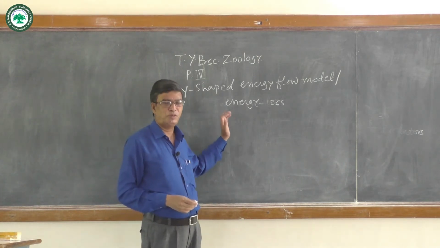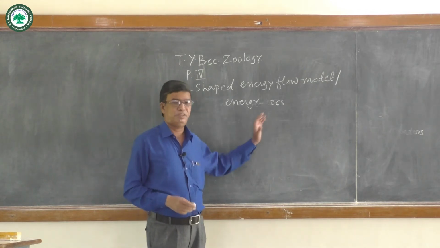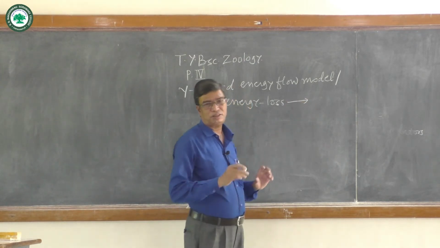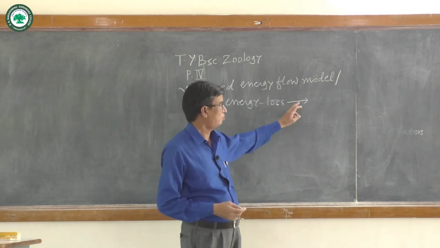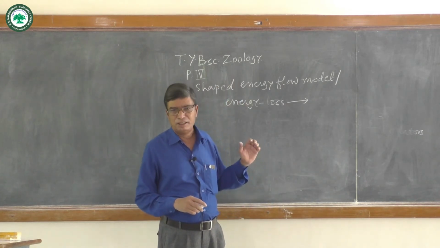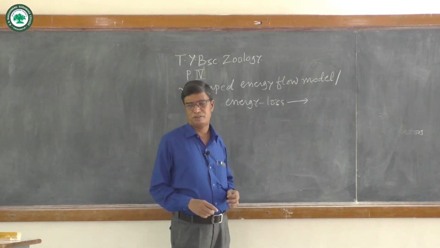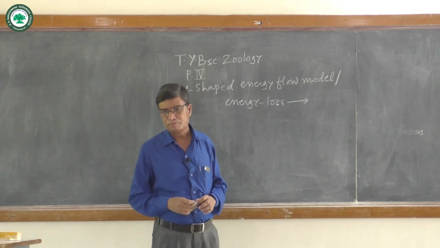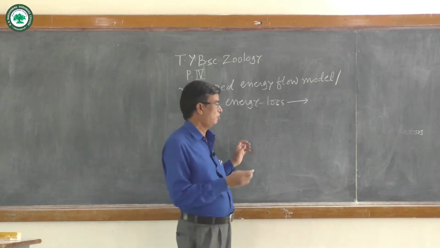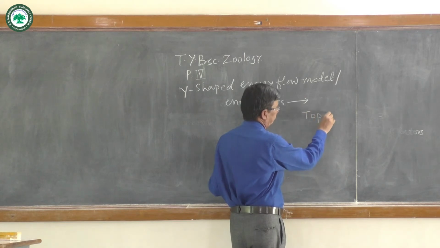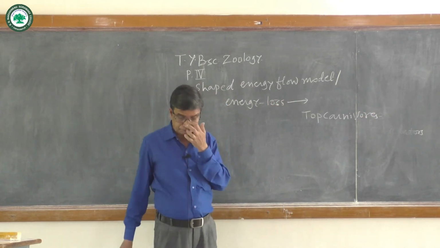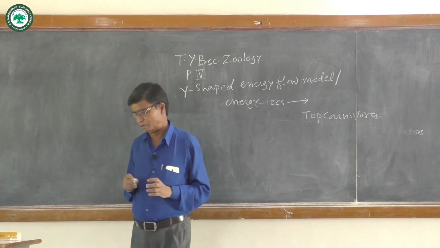That is, from the first trophic level, the producers, when it passes into the body of herbivores, there is a decrease in the amount of energy. When from the second trophic level it transfers into the third trophic level, that is carnivores, again there is a reduction in the amount of energy. Energy is constantly decreased, and a very small amount of energy reaches the body of top carnivores.